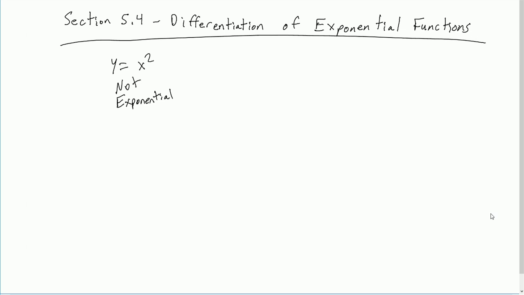Something that would be exponential would be something like this. What if we just flip this around? What if it was 2 raised to x? Now your exponent is x. X is your variable. So this is considered an exponential function. Literally, to be an exponential function, your variable has to be in the exponent.